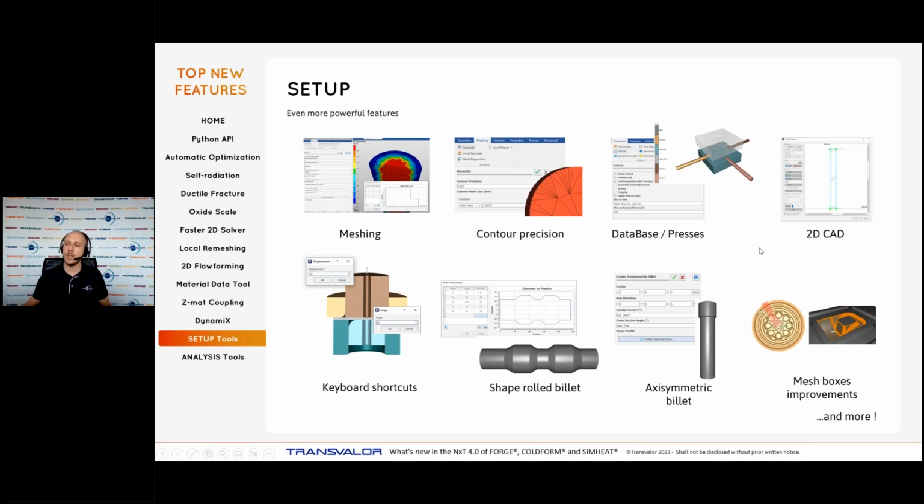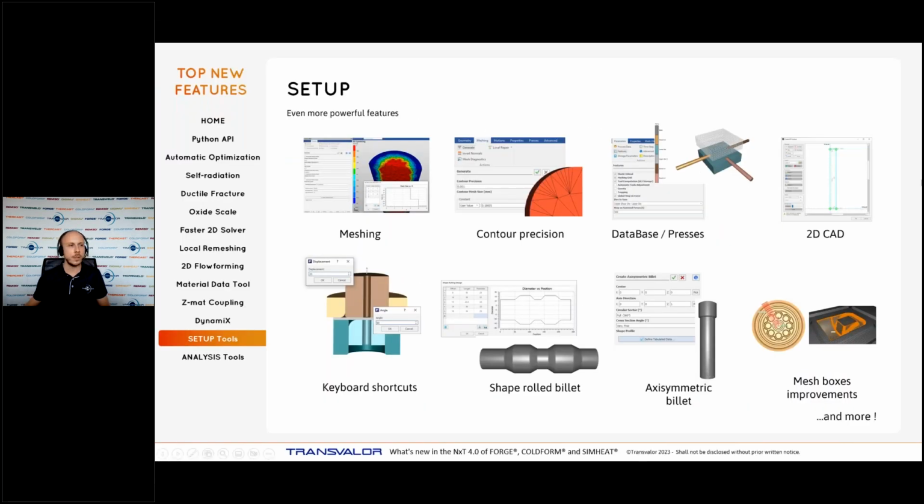And to create geometries, we have new tools, which are the 2D CAD, where you can easily create a contour. We also have the shaped roll billet and axisymmetric billet creation tools. We added some new keyboard shortcuts to move and rotate the parts. And we also made some improvements for the mesh boxes. You can now rotate mesh boxes. You can use other new options to define your mesh boxes, and it will give you more flexibility, more tools. And there is more, of course.